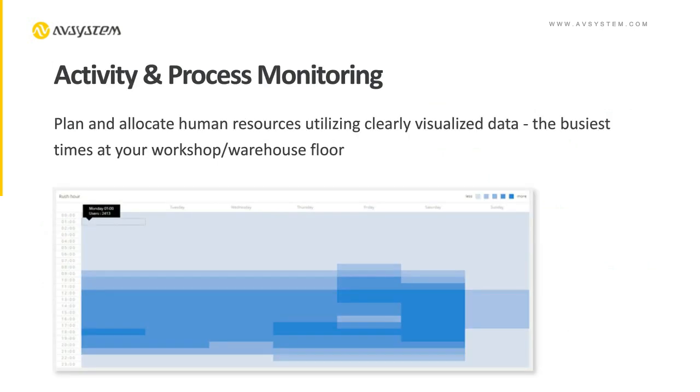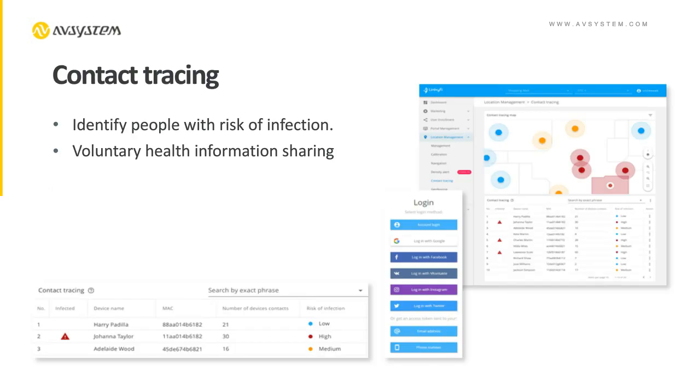So we're tracking activities, we're tracking the process over a time threshold, the business time of the day, so you can plan and allocate human resources or plan your activities accordingly. Most relevant application as we speak right now is contact tracing. Identify people with higher risk of infection, being able to correlate data with voluntary health information shared with you. It's all about connect, using data to aid decision making.